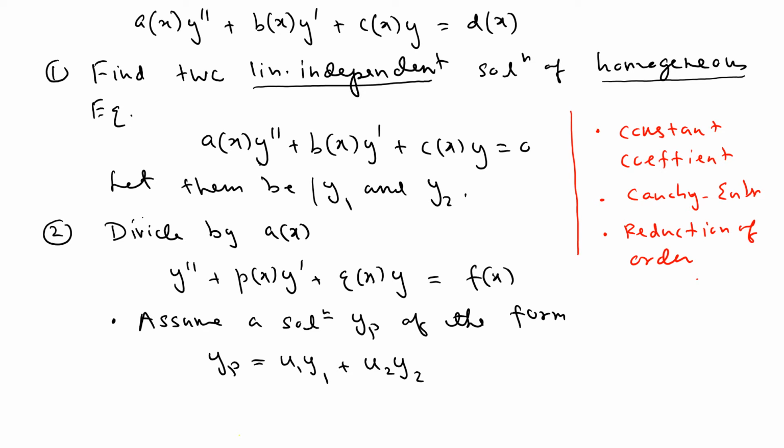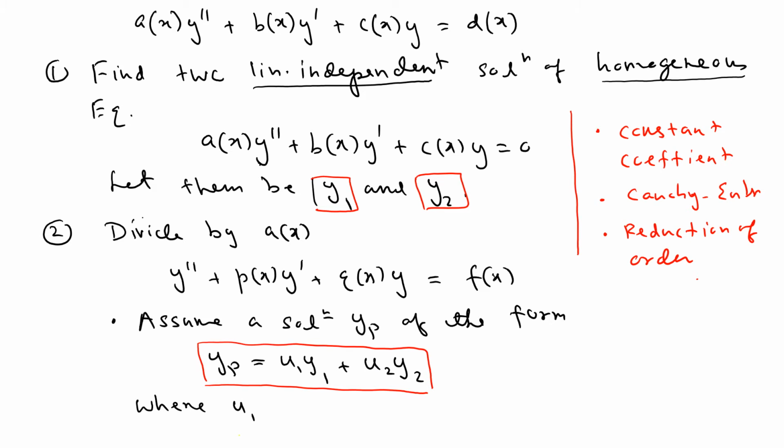We have y1 and y2. Those are two solutions. So what we can do is use those two solutions to write the yp. It's quite interesting. We can assume that the solution is of this form, u1 y1 plus u2 y2, where u1 and u2 are the unknowns that you need to find. So you can say where u1 and u2 are unknown functions to be determined.